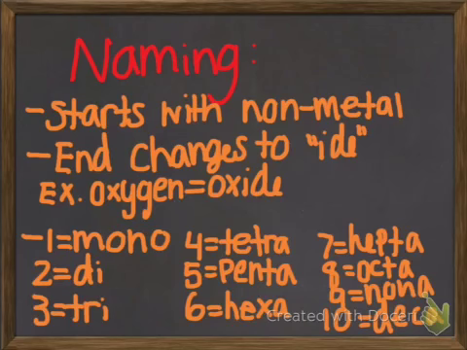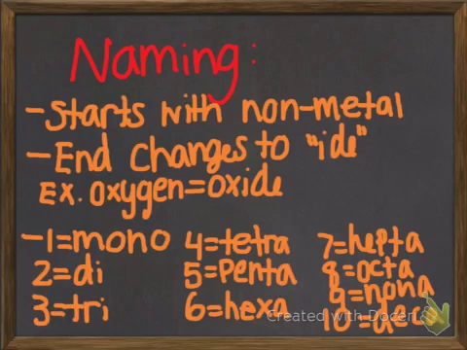Next, let's talk about naming. When naming a covalent compound, it will always start with a nonmetal, so you automatically know that if it doesn't start with a nonmetal, then it's not covalent. Also, the end of the second element in the covalent compound will change to "ide". For example, if the end of our compound is oxygen, then it would be changed to oxide.